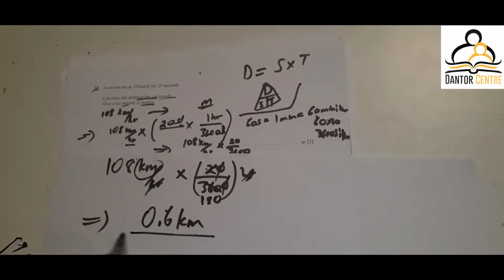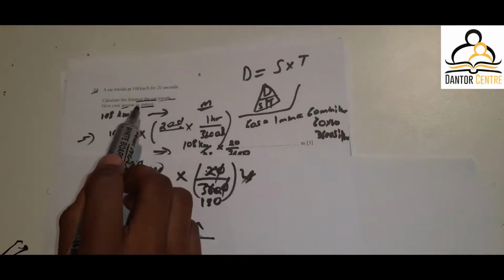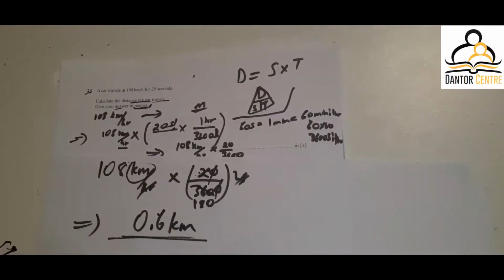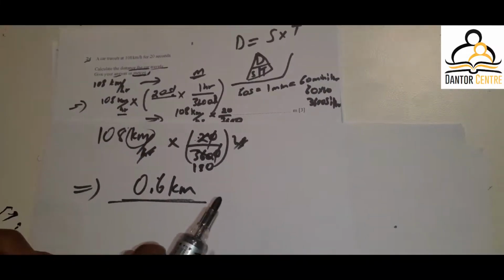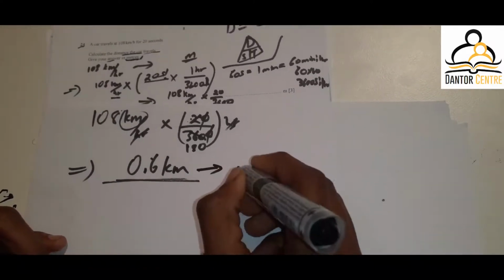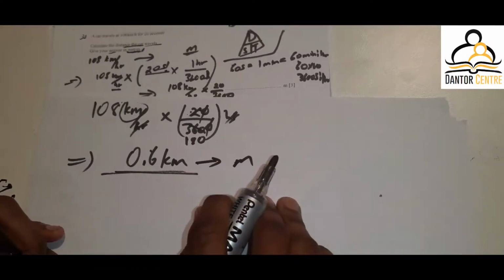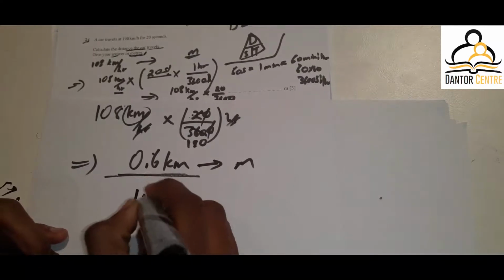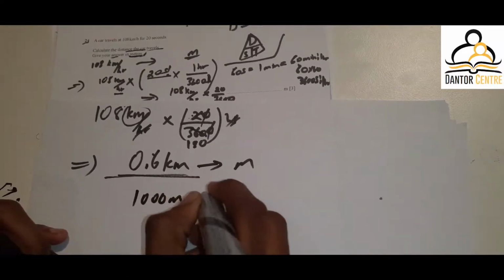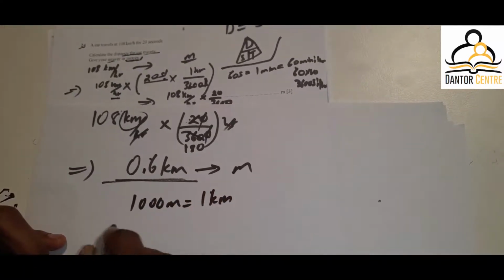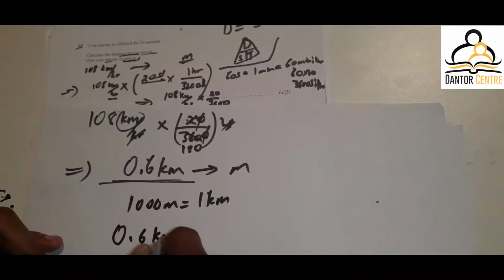So now we have another problem. The question wants us to leave the answer in meters. So we have it here in kilometers, so we have to convert this to meters. What is our exchange rate? What do I know? I know that 1,000 meters gives me 1 kilometer. So right now I have 0.6 kilometers.